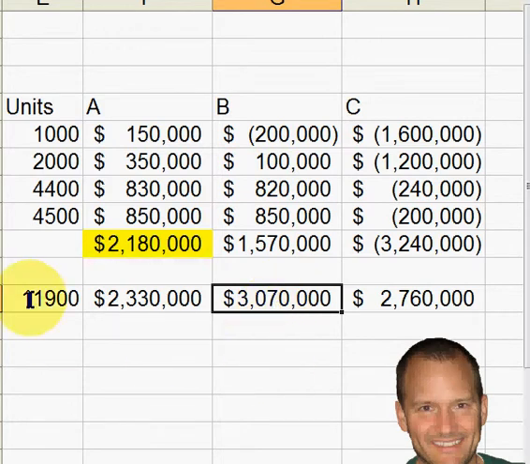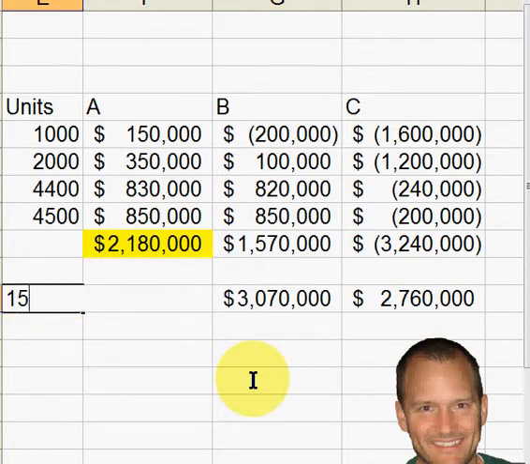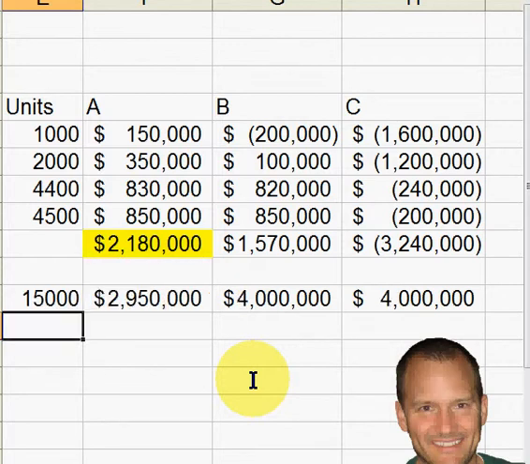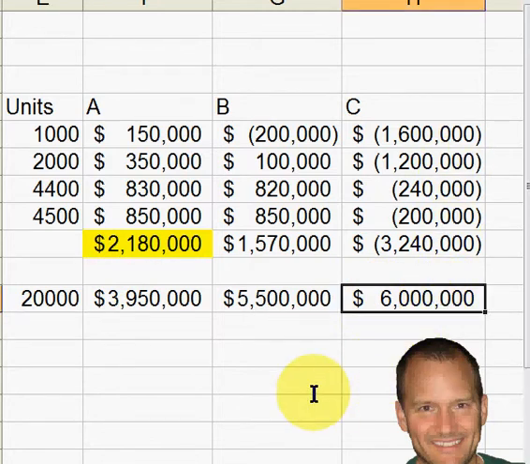Now if our units were much higher than this, you can see that this quantity on the 3 years begins to, let's say if we made it 15,000, you can begin to see we break even there, 20,000. And you can quickly see that the plan that makes the most sense as volume gets bigger and bigger and bigger is going to be C.